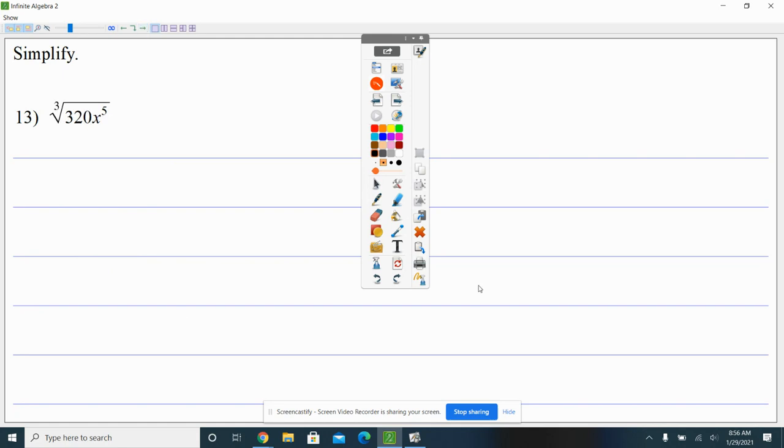Let's try a cube root now. So again, it's a cube root. So now I need a perfect cube list. 1 cubed is 1, 2 cubed is 8, 3 cubed is 27, 4 cubed is 64. Then we got 125.